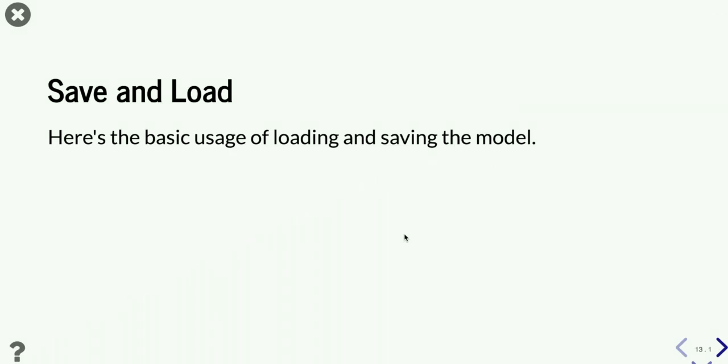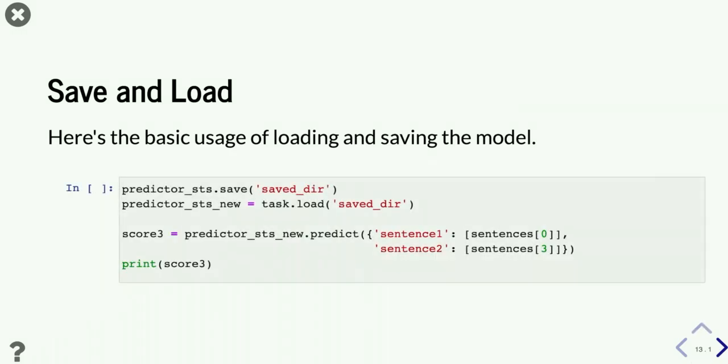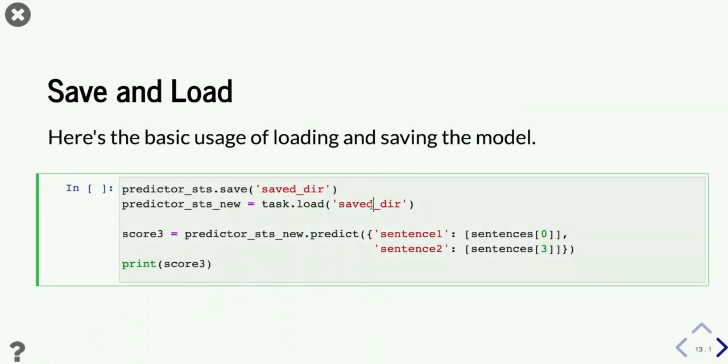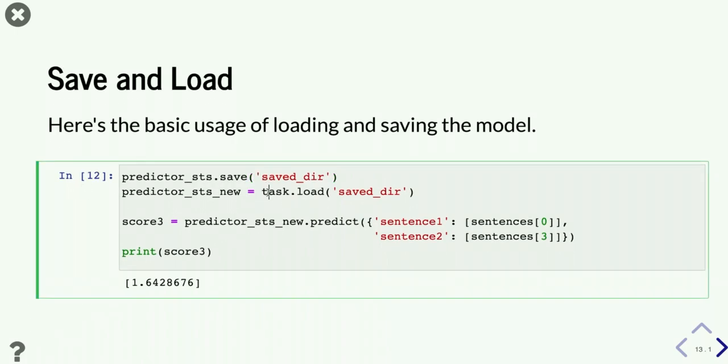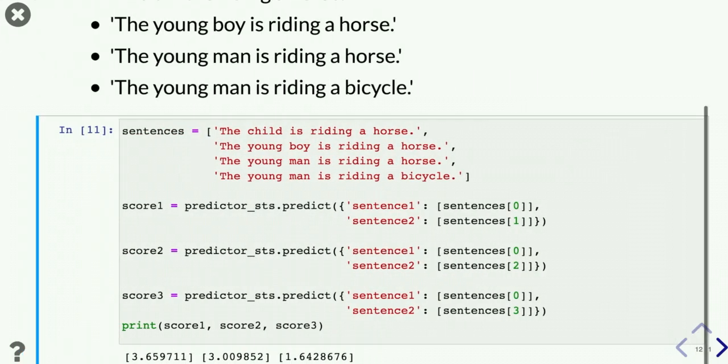Okay, so let me briefly explain the very basic usage of saving and loading a model. We can directly call predictor.save and specify the directory, and then we use task.load to load the predictor from this save directory. After that, we can still call predictor_sts_new.predict, and we find that it has the same score as our previous predictor.